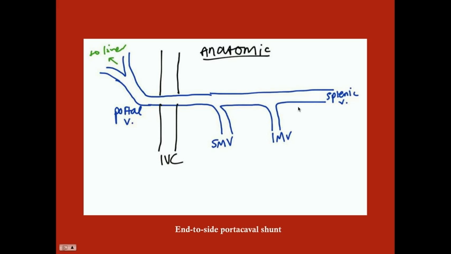So you have your splenic vein, which picks up your inferior mesenteric vein, superior mesenteric vein becomes the portal vein, and then that goes on to the liver. And then you've got your inferior vena cava.